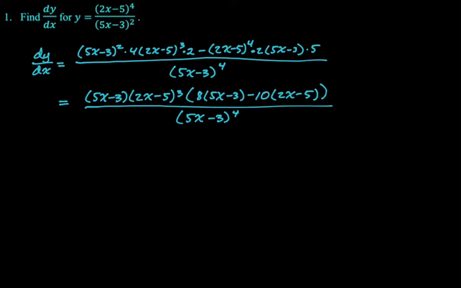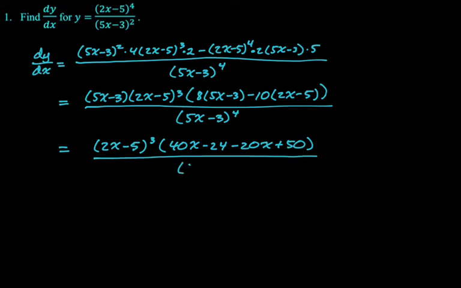Look, the 5x minus 3, there's 1 in the numerator, and now there's 4 in the denominator, so I'm going to cancel one of those, and then I'm just going to expand that. So I'm canceling the 5x minus 3 in the numerator with one of them in the denominator. And then this becomes 40x minus 24 minus 20x plus 50 over 5x minus 3 to the fourth.